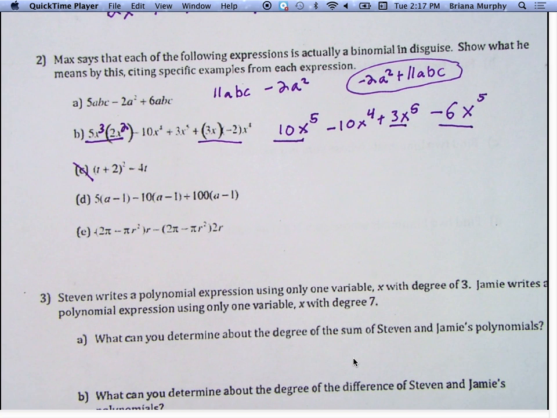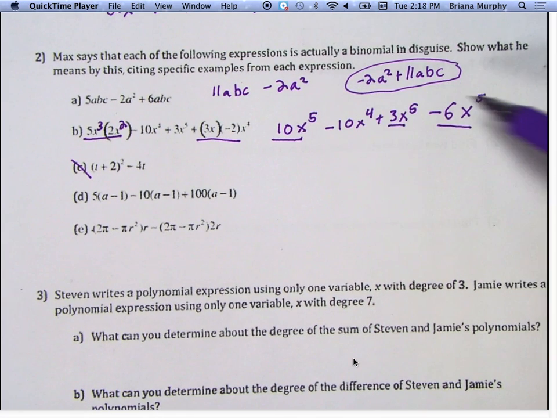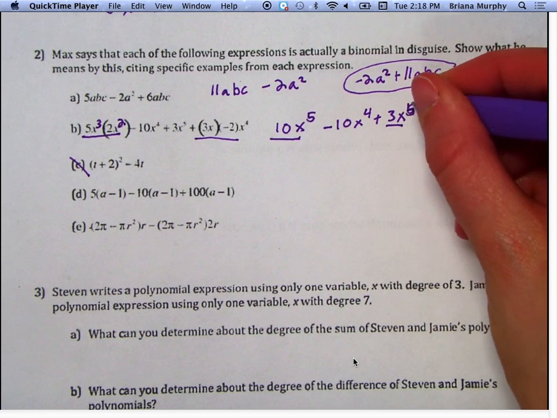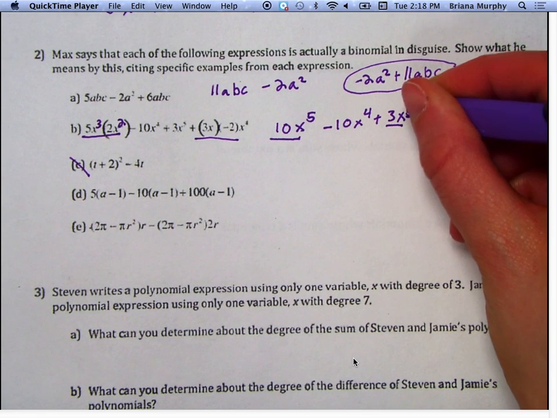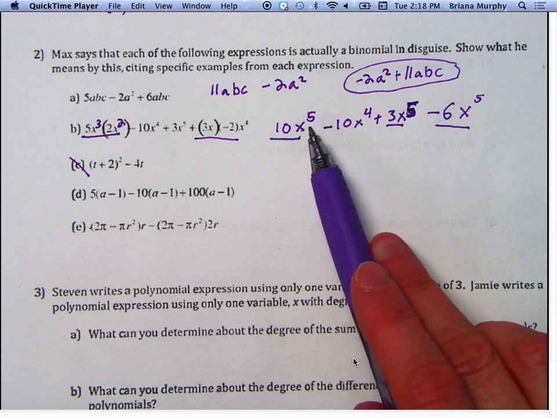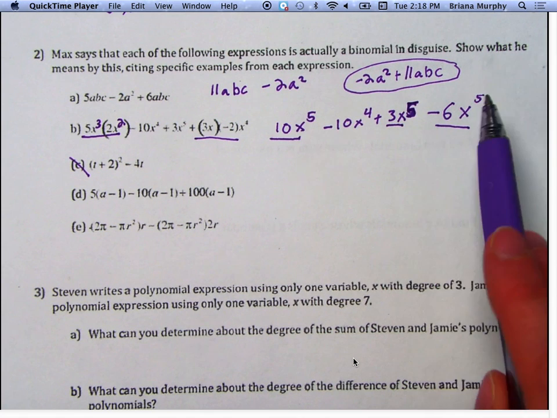Because what? What makes something alike? So, do we have the same variable? Yeah. They all have the same letter? Yes. Okay. Do all the ones I underlined have the same exponent? Yes. Yeah, that's a 5. It's a bad 5, sorry. It's a 5. Okay. So 10x to the 5th plus 3x to the 5th minus 6x to the 5th.